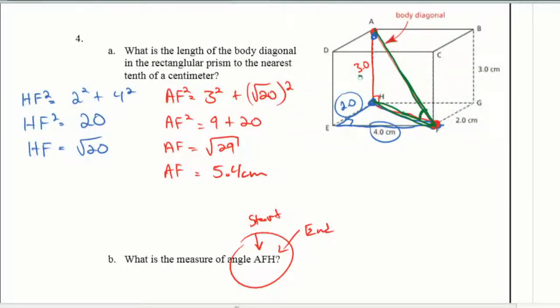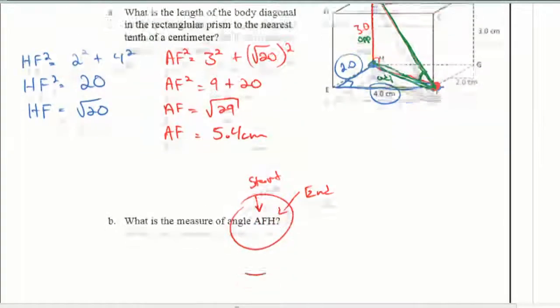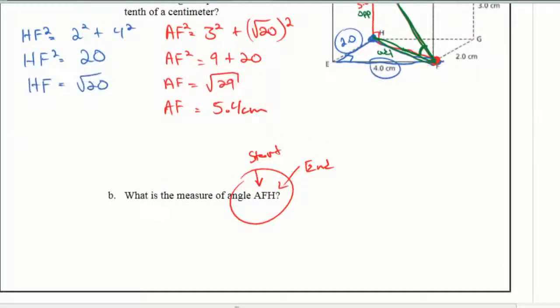If I go over here, this is the opposite side. The shared side I already found is the adjacent. So I'm going to deal with the opposite and the adjacent. So I'm going to take the tangent of the angle. I don't know what the angle is. I guess I can call it AFH if you want. It is the opposite side divided by the adjacent side. The opposite side in this case is given in the question as 3 centimeters. The adjacent I found to be the square root of 20.